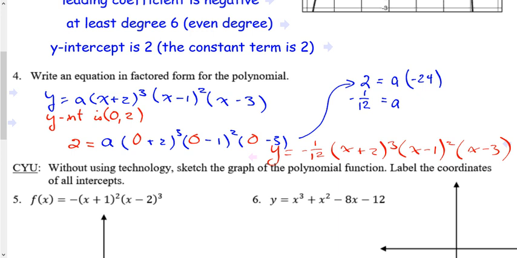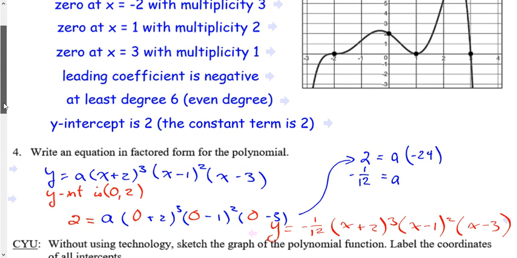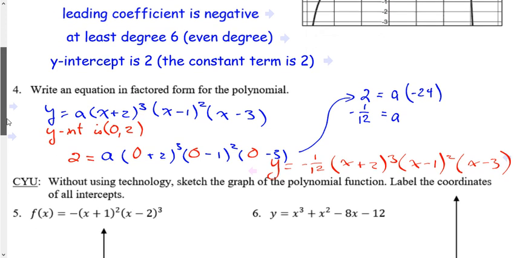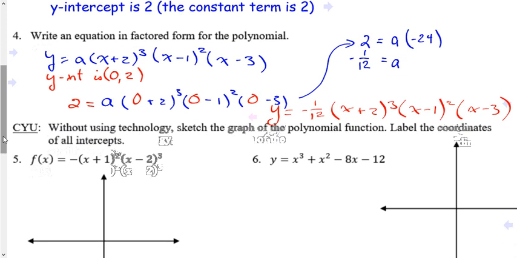So you could plug this into your calculator, and you should see a graph that looks like this. Depending on the scale, it might look a little bit different, but basically this is what you should get when you plug it in your calculator. So I'm going to give you time to plug that equation in to compare with your graph. Yes, Jasmine.